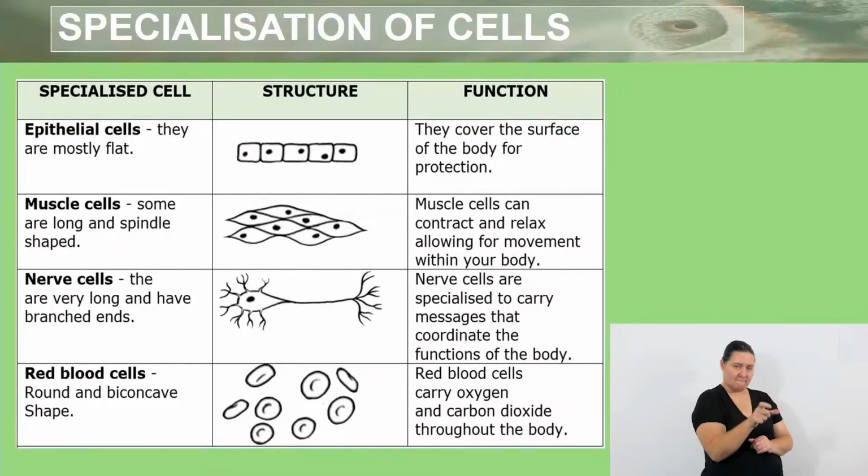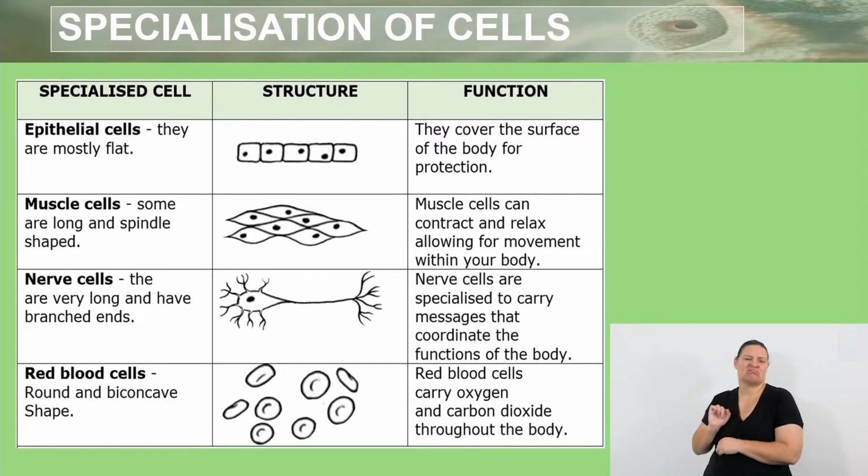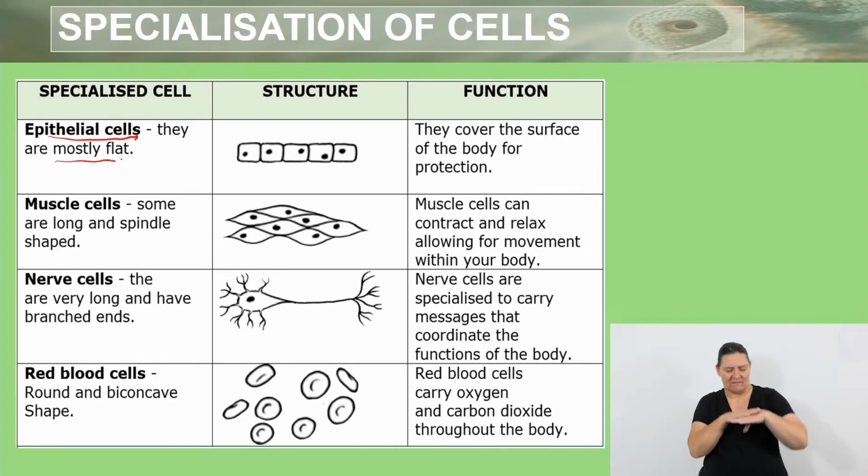So let us move on to the table. As you can see, this table has 3 columns. The first one, we have the name of the cells. The next one, we have the structures, and the last column is for the function. So the first one that we come across is epithelial cells. Epithelial cells are mostly flat.